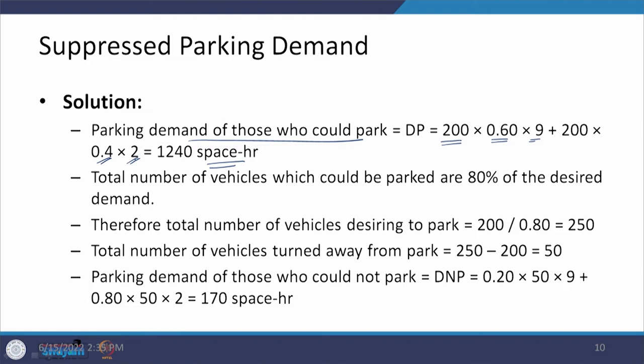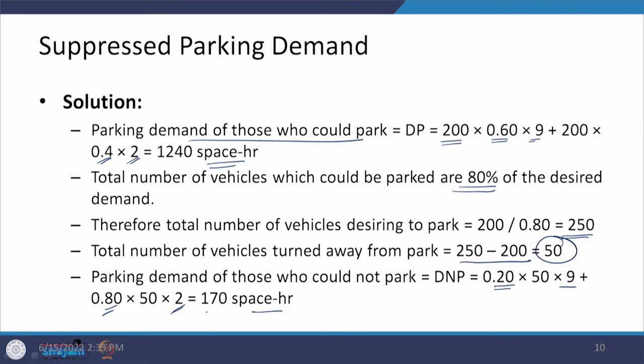Now, when we talk about those additional requirements, then 80% have been able to park, and if we go with that, then what we found is that the requirement was for 250, against which 200 has been there. So, there are 50 vehicles which have been turned away from this area. Now, if we convert that into space hours, then 20% are there for 9 hours and 80% are there for 2 hours, which comes out to be 170 space hours.